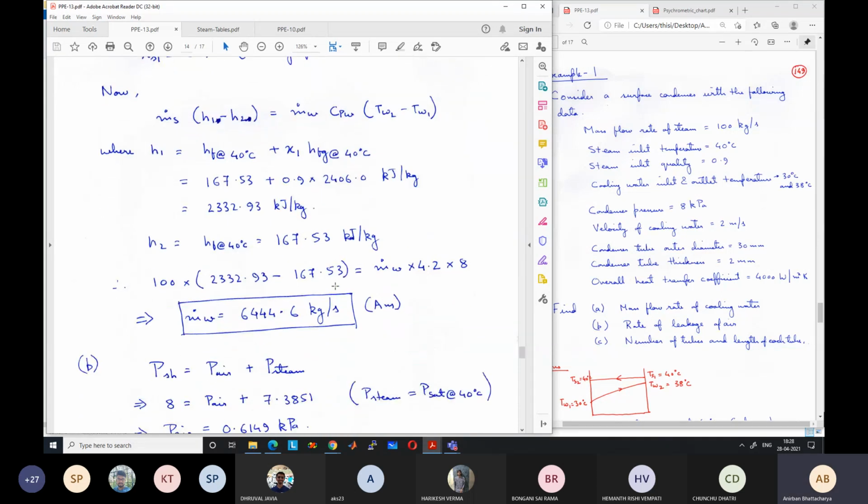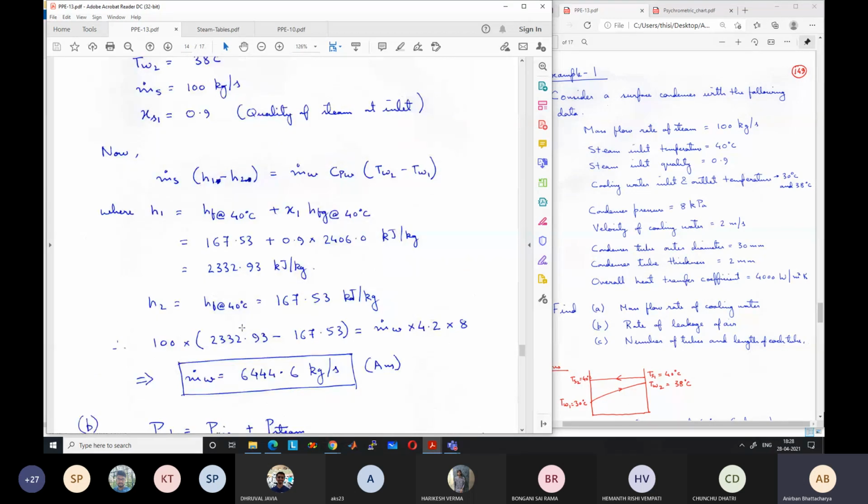From this we obtain a mass flow rate of water which is 6,444.6 kg per second. You can see this is a very large quantity. With realistic values we have calculated, this is much larger as compared to the mass flow rate of steam, which was 100 kg per second. So this is 65 times larger. Okay, so it means that the amount of cooling water that is required is much larger.